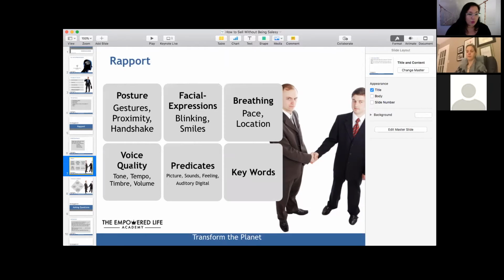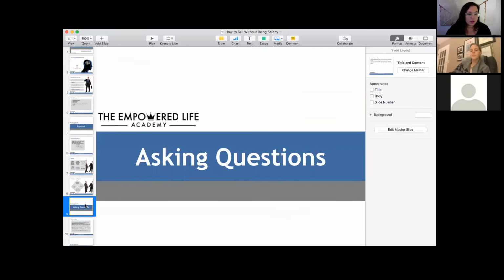So just to review rapport, you're matching and mirroring posture, facial expressions, breathing, the voice quality, predicates, and keywords. With voice quality, that means you can also do this over the phone. And with predicates as well. You don't need to do this in person. So once you've established rapport, and you want to do that as quickly as possible, you begin asking questions.